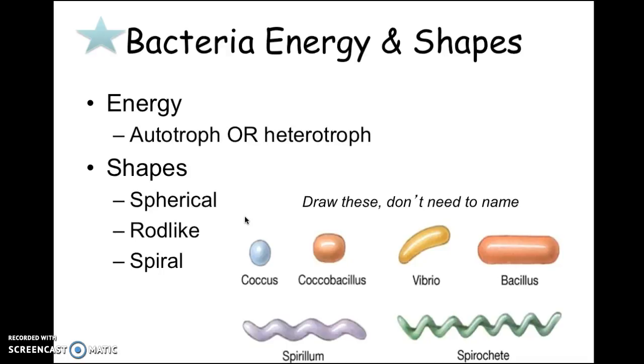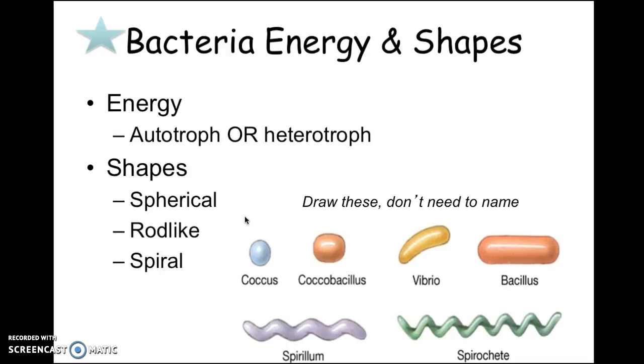How do bacteria get their energy? Bacteria can be autotrophs or heterotrophs. Recall that an autotroph is an organism that's able to produce its own food, kind of like a plant gets its energy from the sun. Heterotrophs rely on other organisms for food. So bacteria can either be autotrophs, they can carry out photosynthesis like plants, or they can get energy from other chemicals, or they can be heterotrophs and rely on other organisms.